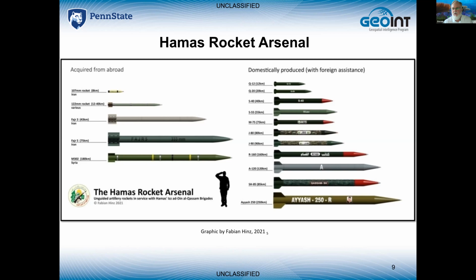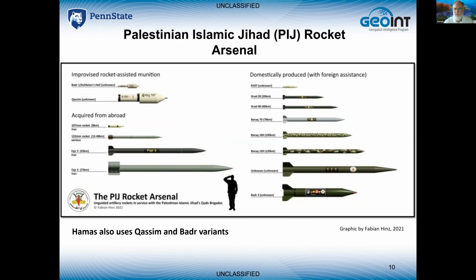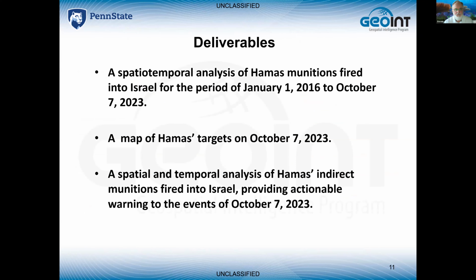Many of these they produce indigenously. There's videos of them digging them up. They keep them under the ground. Then they put them together, pour in the explosives, and fire them off. They also use some of these that have been used by the PIJ as well. The Qassams and the Badr, for example, are pictured here. They've used those as well. The Fajr 5 in the lower left has been used to strike Tel Aviv with a 75-kilometer range. So they have a lot.